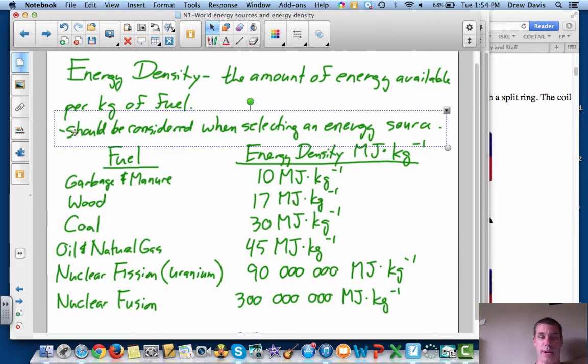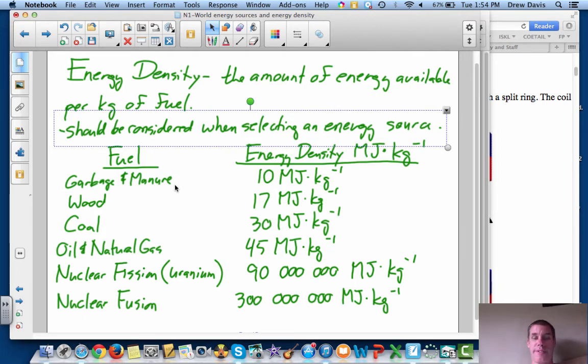As you can see, stuff like garbage and manure, though it's environmentally friendly, you don't get a lot of energy per kilogram of burnt garbage or burnt manure. Wood, you get a little bit more. Coal, you really don't get very much, but there's a lot of it out there, and we have a society built to use it, which is to coal's advantage. Oil and natural gas, a little bit more, and again, we've built our society around it, so there are systems in place.